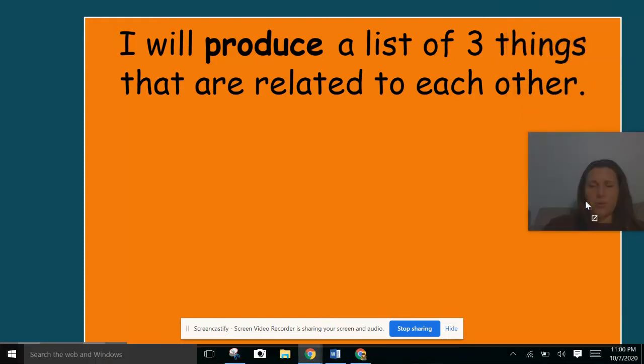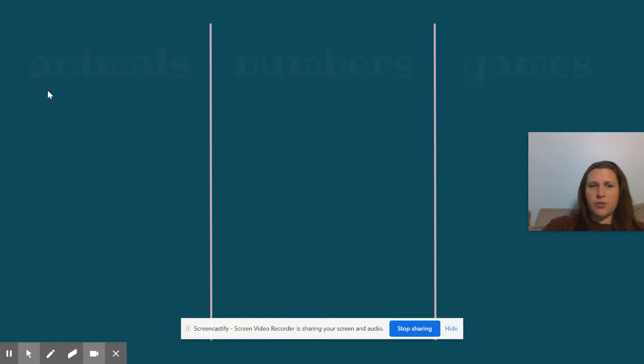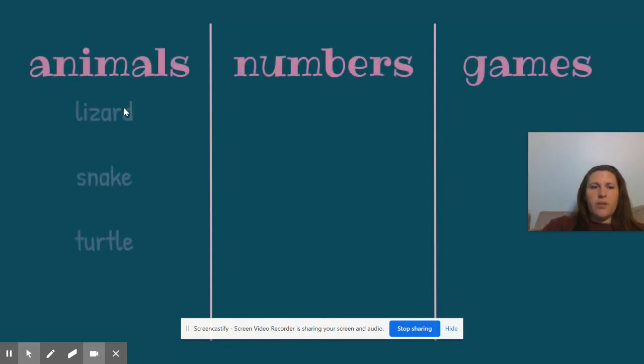So we're doing writing with Miss Acton today. I'm going to go over what we've been doing for the past 2 days. Tuesday, our first day this week, we worked on producing a list of 3 things that are related to each other. I'm going to show you some examples. We've got lizard, snake, and turtle, and they're all related because they're animals.